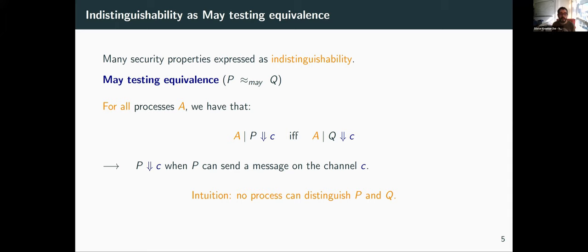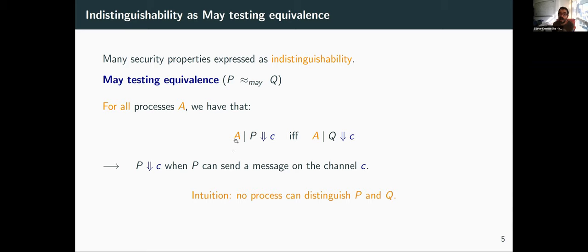And so in many of these symbolic models, we actually build on process equivalences to model indistinguishability. One typical example that you may think of could be may testing. For may testing equivalence, you would say that P and Q are may testing equivalent if they behave in exactly the same way, even in the presence of an arbitrary process A that models the attacker or the adversary.